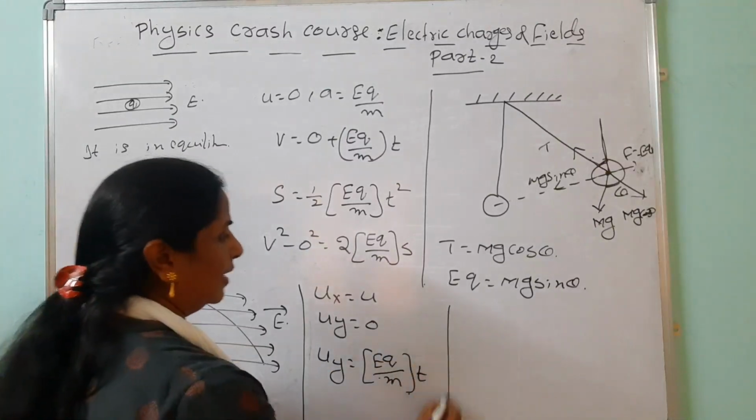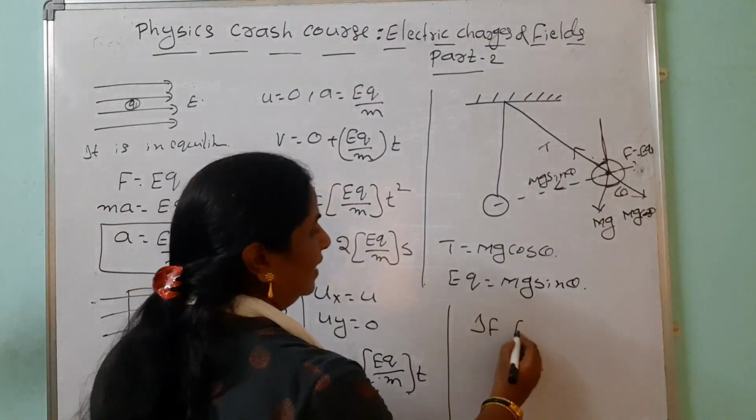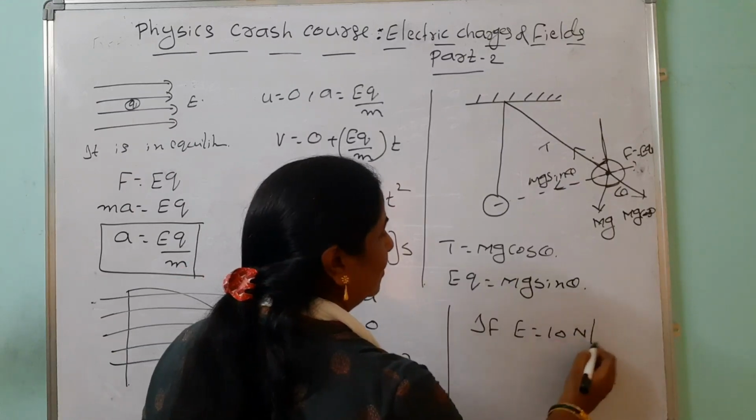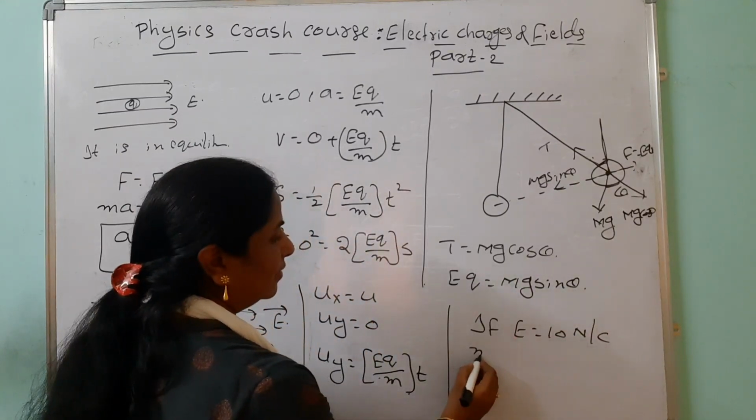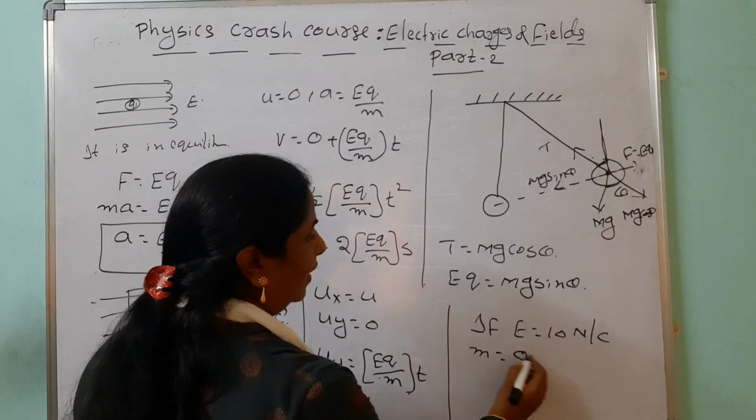Then we do one problem also. Suppose the intensity equals 10 newton per coulomb, and the mass of the body is 0.1 grams.